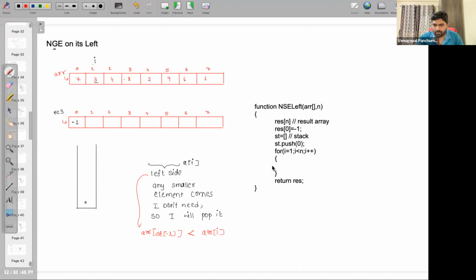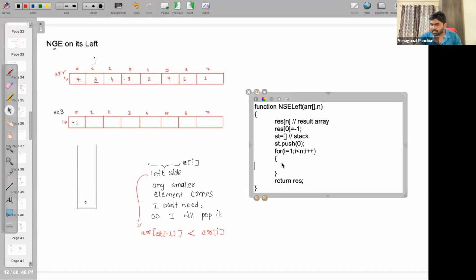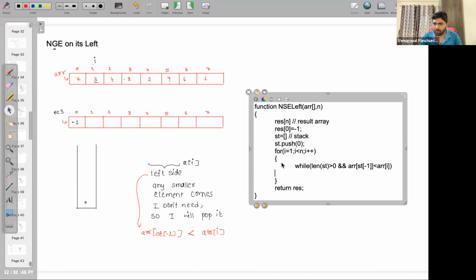So what will happen, friends? Nothing will happen here. Okay, again, I will start. It's as a new problem only. So this is the initial setup. Okay, very good. You have done the initial setup. Start the story. While length of st should be greater than 0 and ARR of st of -1 is small compared to array of I, I don't want. I want a bigger element. So therefore, I will pop it.